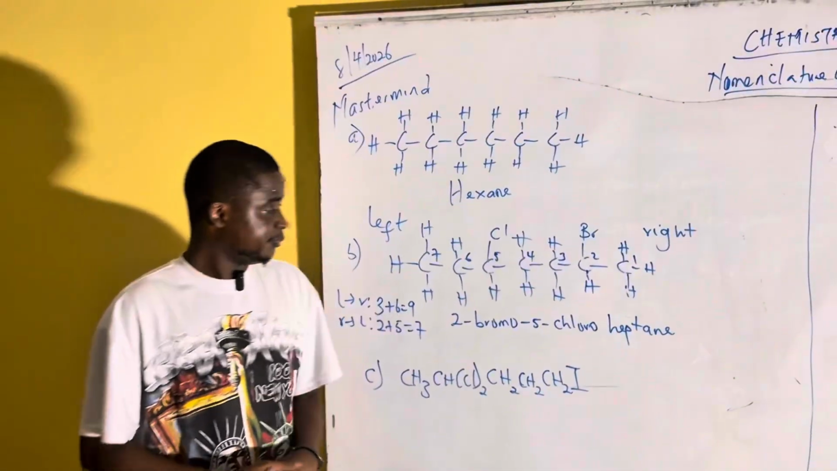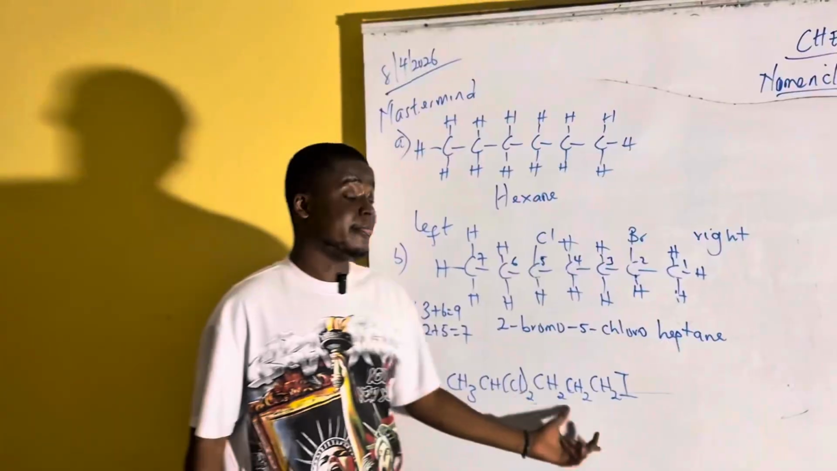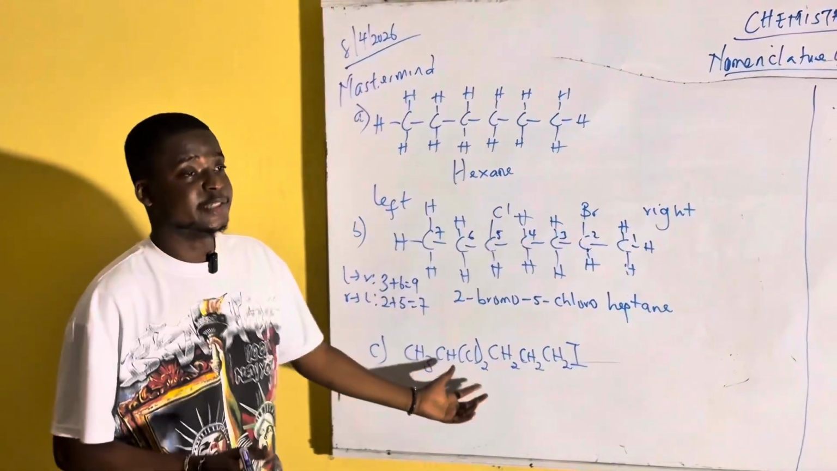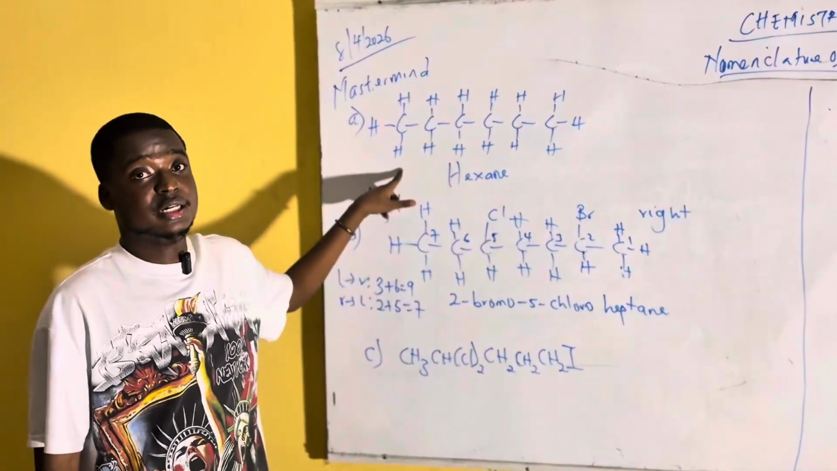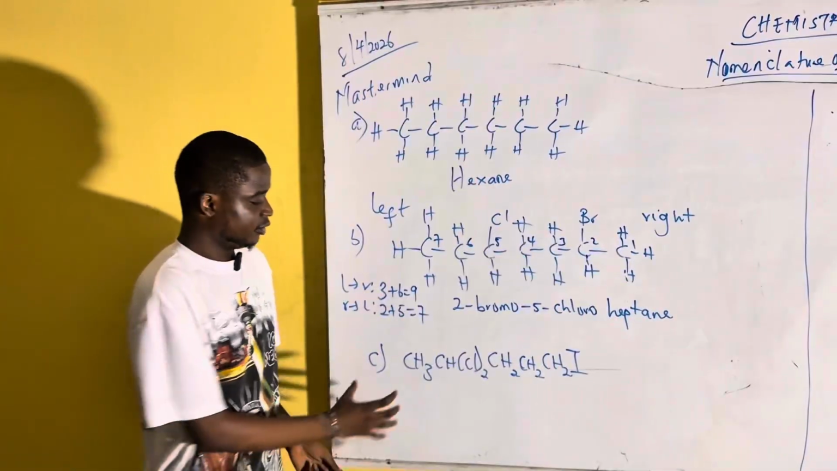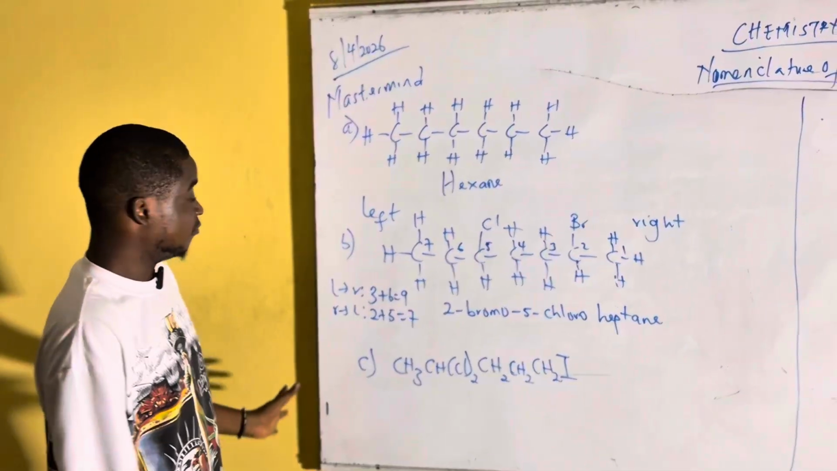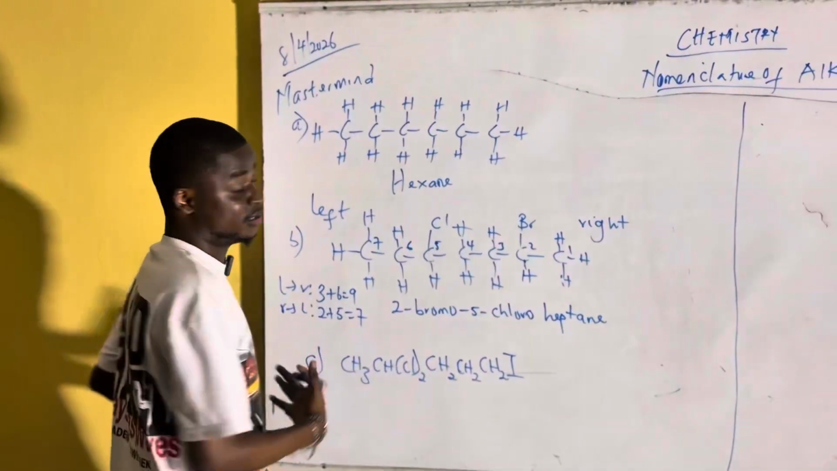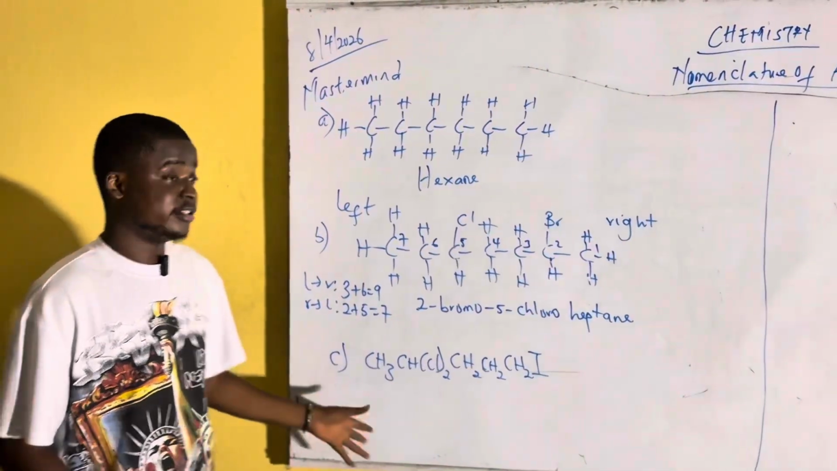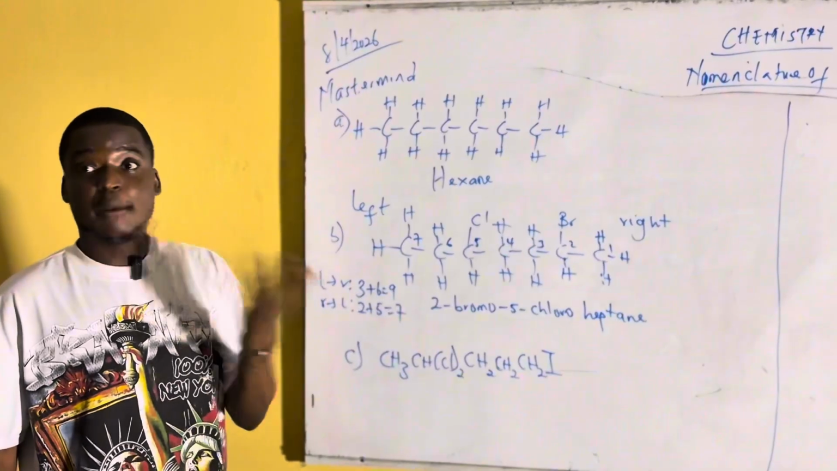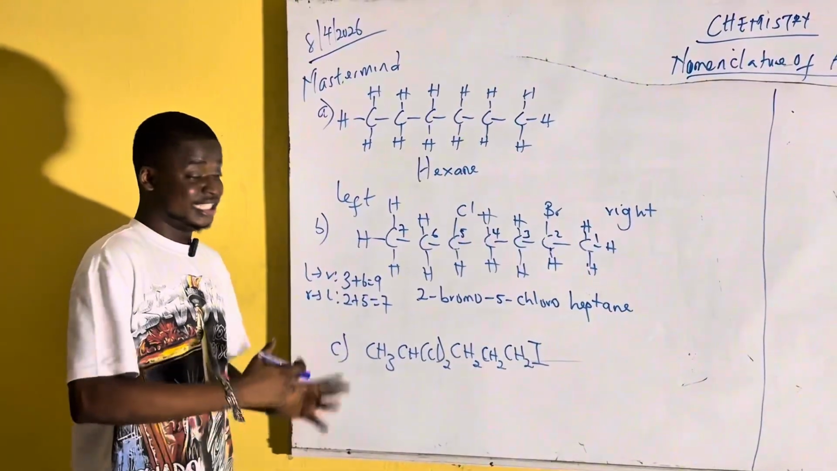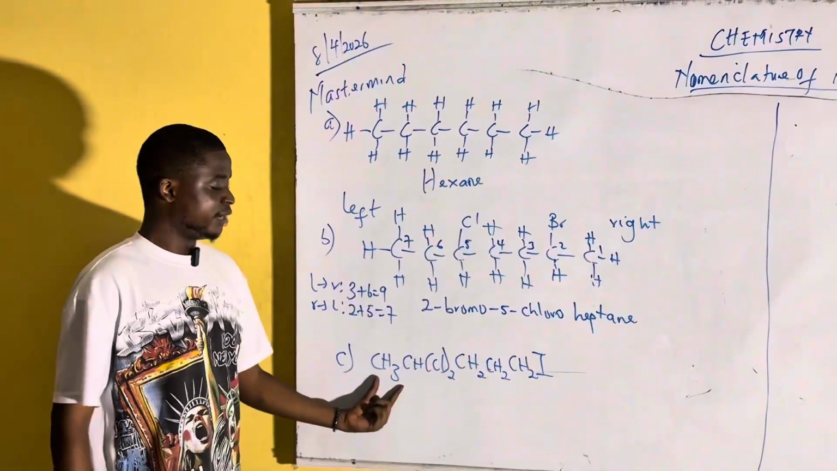Now for the last one, which is this condensed form. For beginners, I will always advise you to convert this condensed form to the Fischer form, so you can make your work easier. The first thing I like doing is taking it from left to right, although you can take it from right to left. From left to right, the first carbon term we have there is CH3. Each carbon is a term.